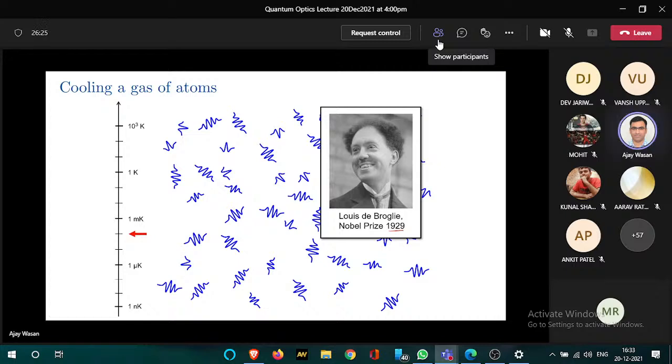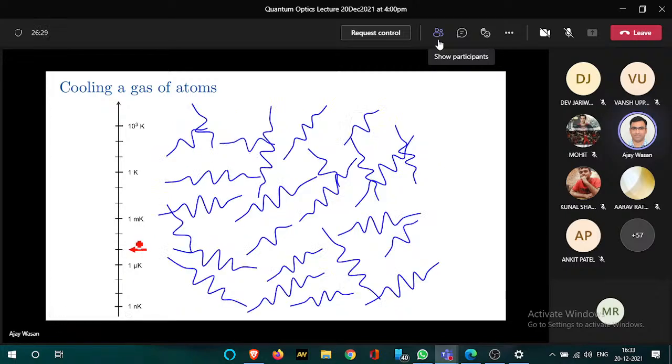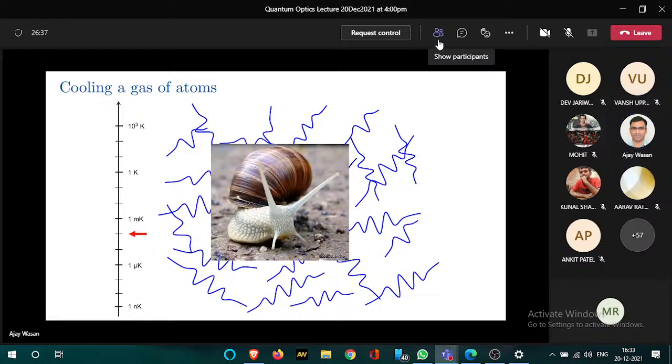Then we reduce the temperature more. I'm coming here. You can see almost 10 microkelvin somewhere. Then atoms are moving just like a snail. I'm showing here, it was a plane, now we reach the snail. But as we reduce the temperature, you can see the de Broglie wavelength size increasing.